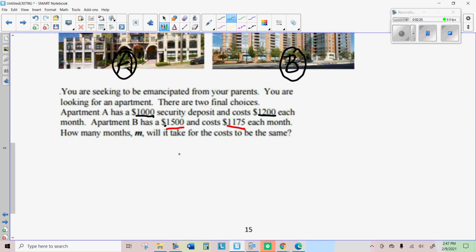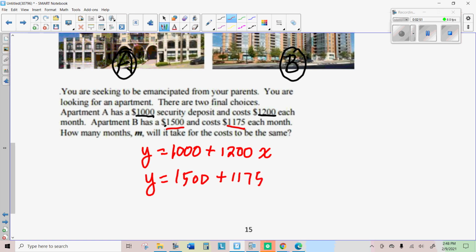So we're going to write two equations. Apartment A, it's $1,000 plus $1,200 times the number of months. I'm just going to use X for months if you don't mind. So actually the cost is Y for apartment A. Apartment B is going to cost you $1,500 plus $1,175 per month. All right.